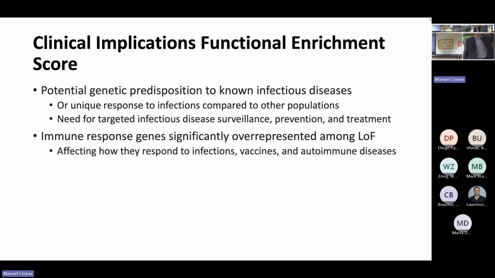So what does this mean? We have a potential for genetic predisposition to infectious diseases, and also an overrepresentation of genes that have to do with immune response.